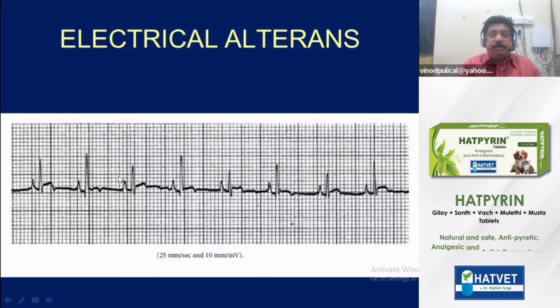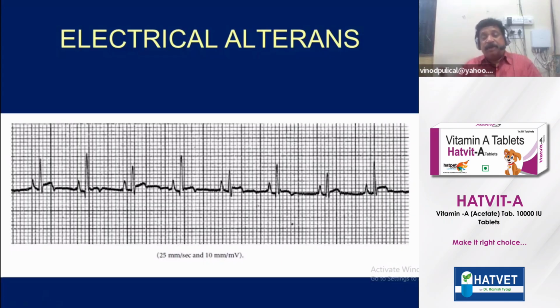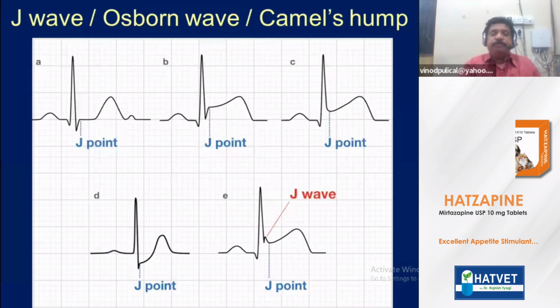See the difference in R wave. See this R wave amplitude, this, this, this. So it is different. This is known as electrical alternans. Generally it happens with loose electrodes; you have to tighten them. If it happens even after tightening, there could be pericardial effusion or pericardial tamponade or hemopericardium, etc. We have to rule it out.